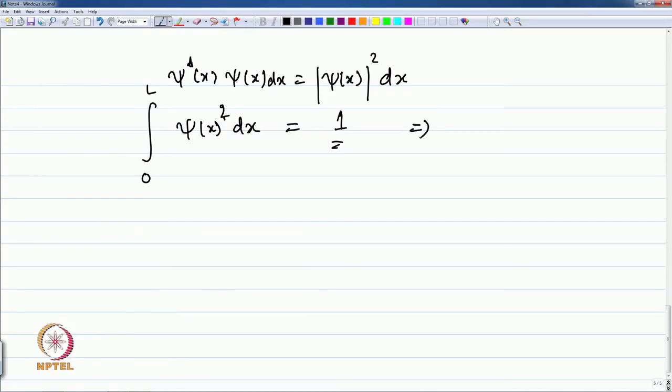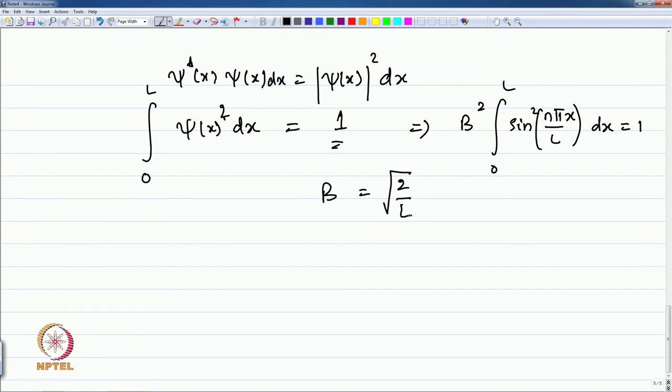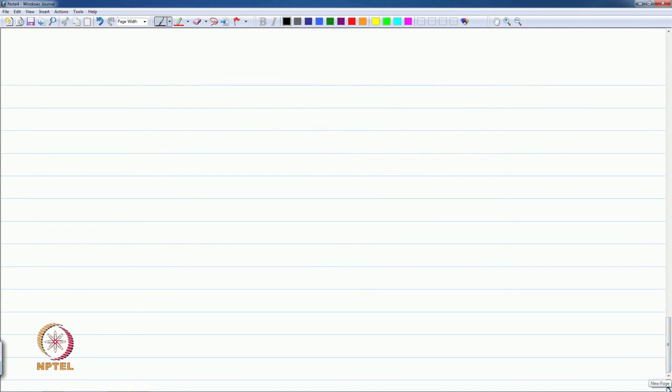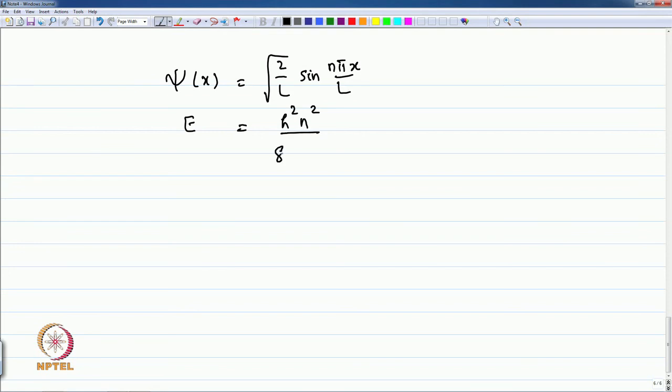This gives you immediately a value for B, because you have B squared times the integral of sine squared n pi x by L dx between 0 and L, and that is equal to 1, which gives you B equal to root 2 by L. Therefore, you have got two results for the particle in the box, namely the wave function is root 2 by L sine n pi x by L, and E, the particle's energy, is given by h squared n squared by 8 m L squared. Because the energy is given by the quantum number n, and n can take any number of values, for that n the corresponding wave function is sine n pi x by L.